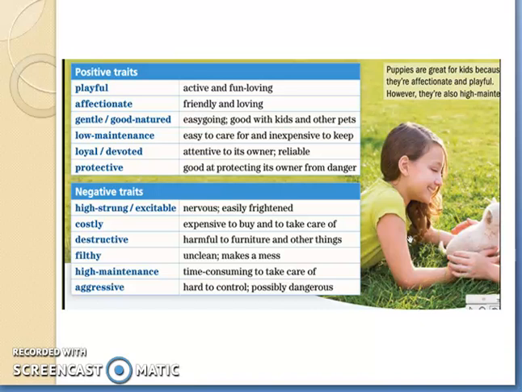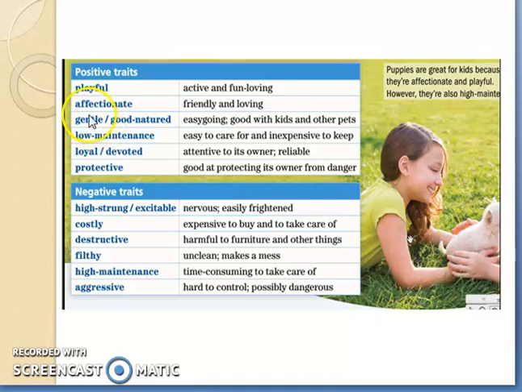Page 66. As you can see, we have a lot of positive traits and negative traits. That's interesting, guys, because you have a lot of words to describe your animals, your pets. You can see the little girl. Puppies are great for kids because they're affectionate and playful. However, they are also high maintenance. As you can read, you can check each one for this one.